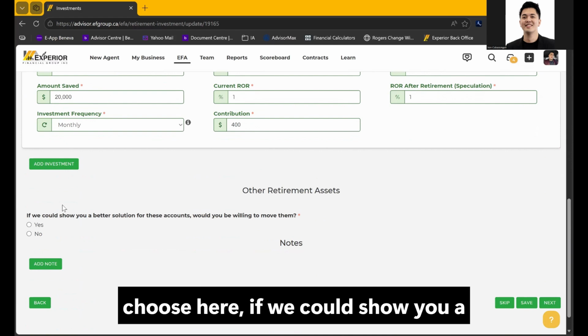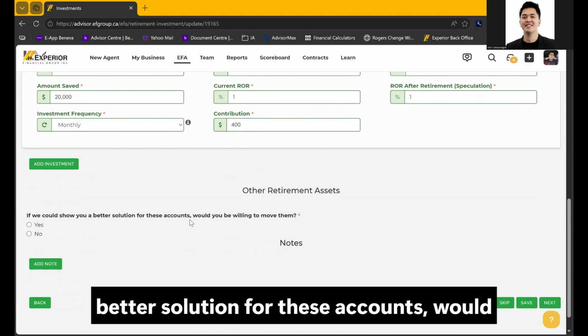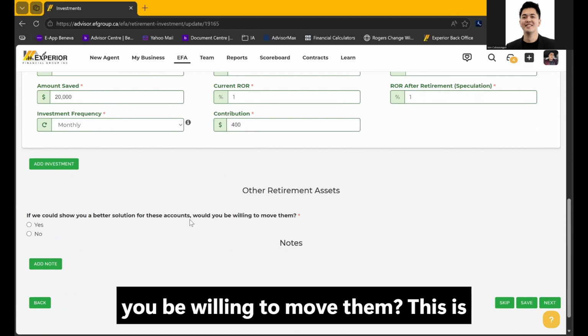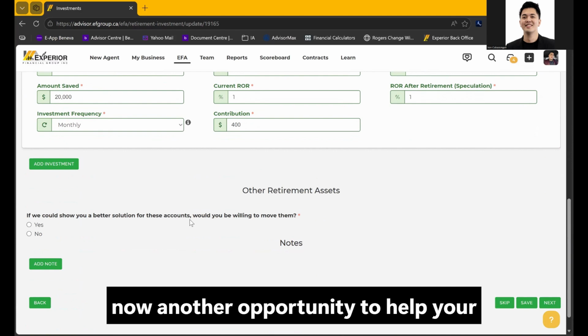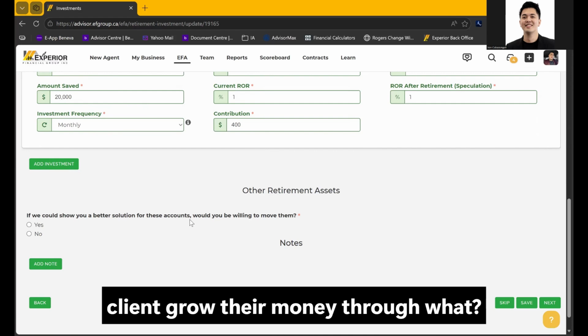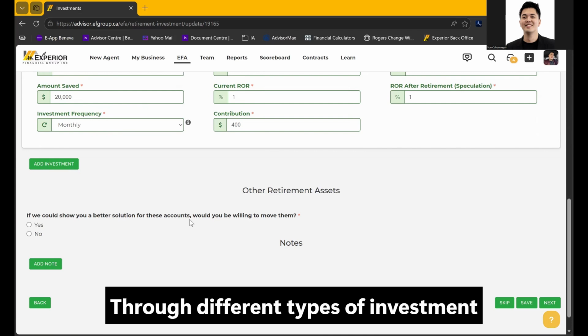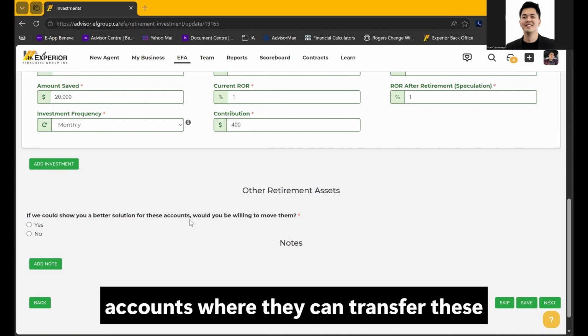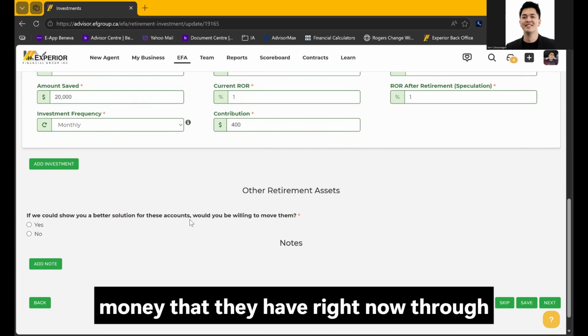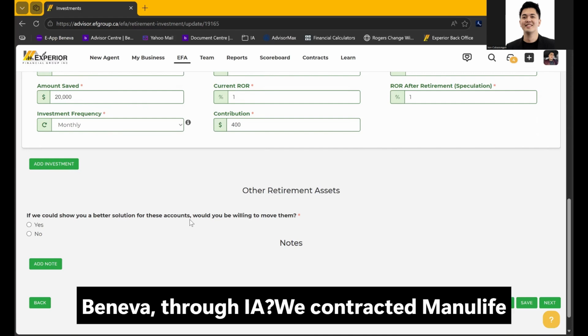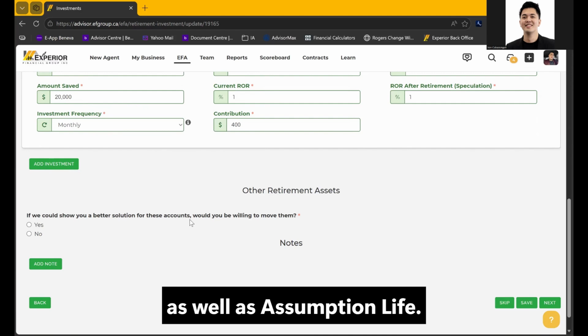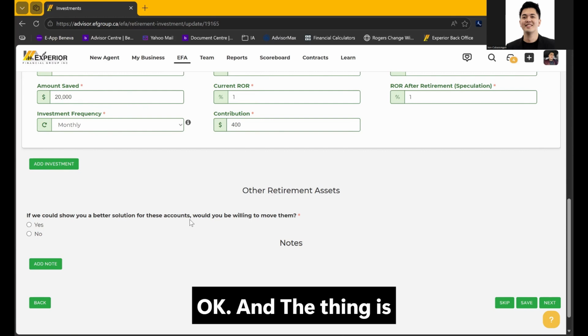Now it shows here, if we could show you a better solution for these accounts, would you be willing to move them? This is now another opportunity to help your client grow their money. Through what? Through different types of investment accounts where they can transfer the money that they have right now through Beneva, through IA if you're contracted, Manulife, as well as Assumption Life. Okay.